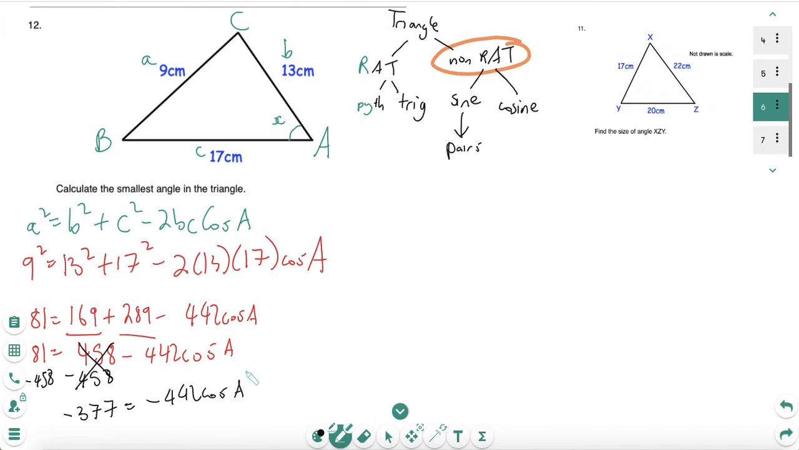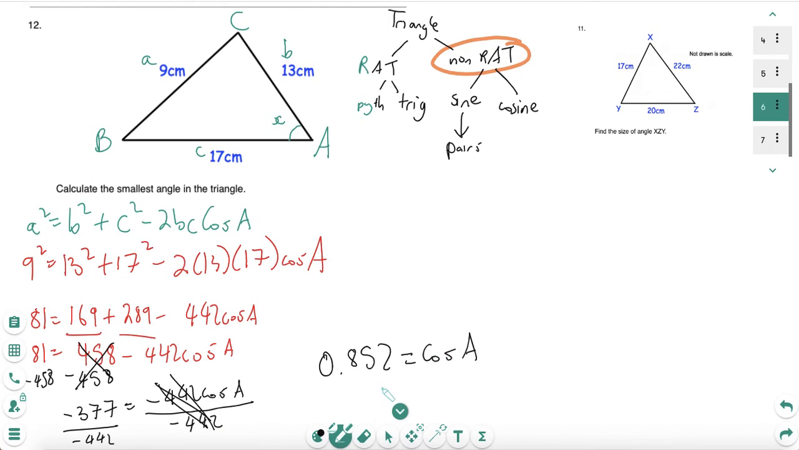Well, we're trying to find what cosine A is, so we have to isolate it. Cosine A is being multiplied by negative 442, so we're going to divide by negative 442. Divide this side by negative 442. So negative 377 divided by negative 442 is 0.852. The 442's cancel out, equals cosine A.